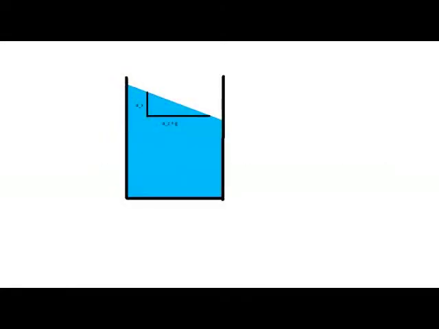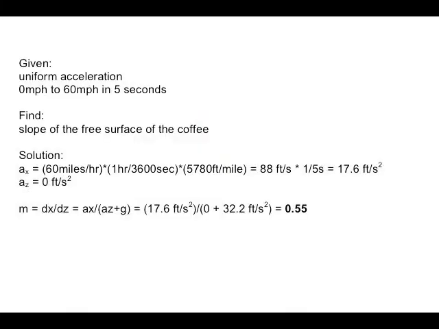The slope of the cup of coffee is the acceleration in the x direction over the acceleration in the z direction plus gravity. We plugged our accelerations in and calculated the slope to be 0.55.